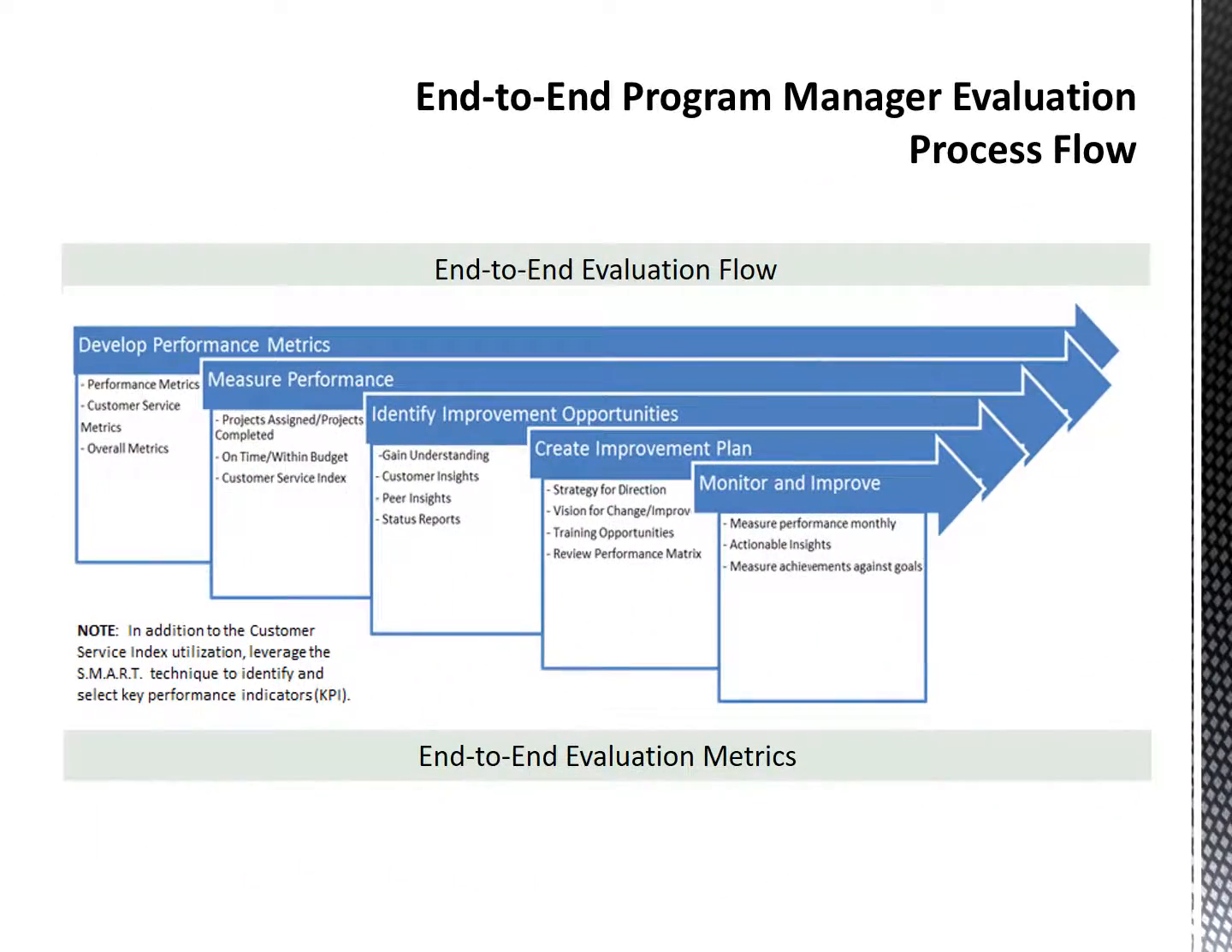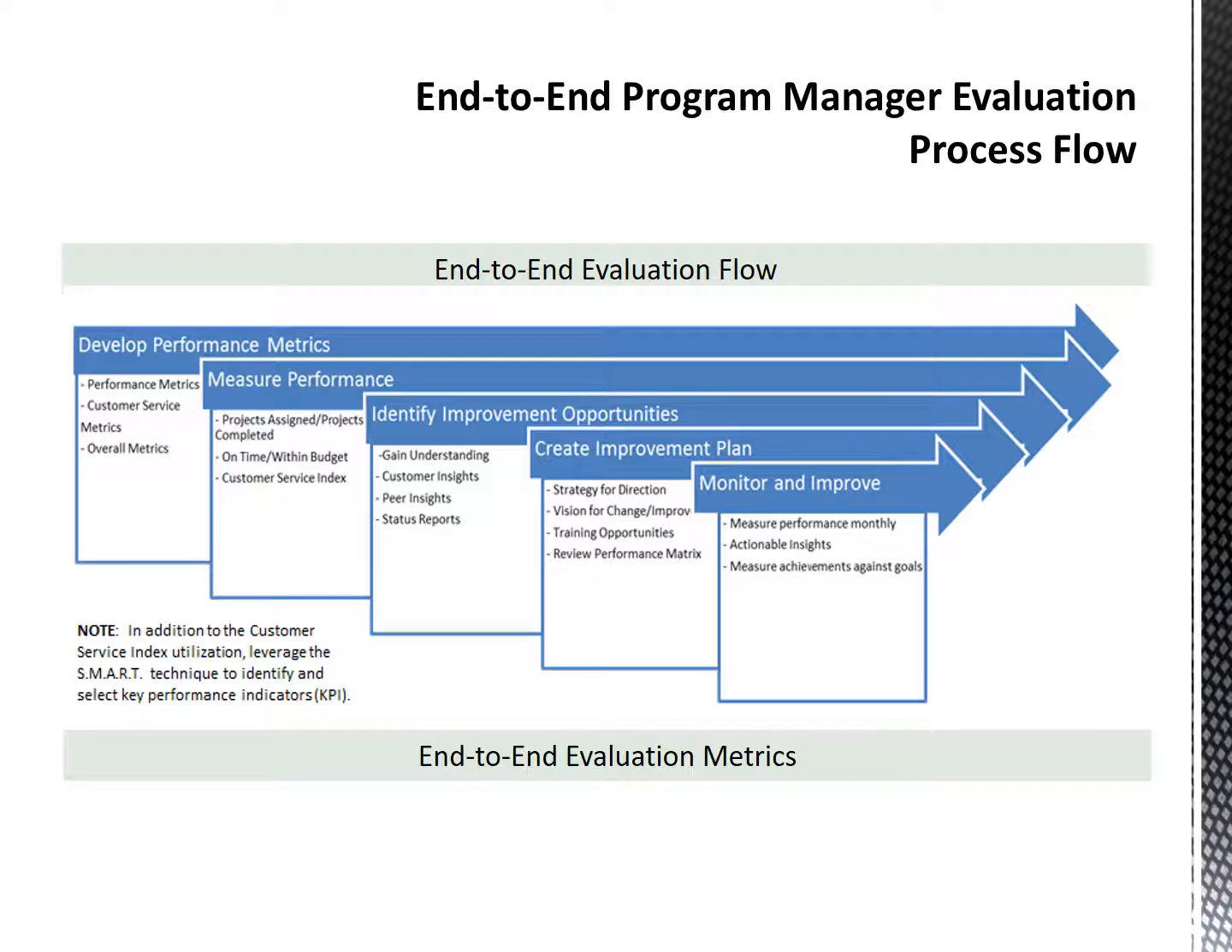So the process flow that I use is represented here with this little flow chart, this end-to-end flow. It's pretty self-explanatory, but you know, we've already developed performance metrics, and then we want to measure those metrics, measure the performance against those metrics, obviously. And then what we'd like to do is identify improvement opportunities based on the measurements from those metrics. You know, gain an understanding. We'd like to obtain customer insights, peer insights, status reports. That's how we're going to gain an understanding of where there might be improvement opportunities. And then create the improvement plan.